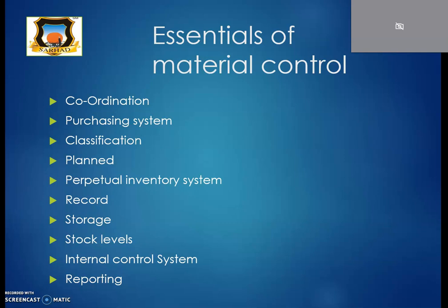There should be proper classification and codification of material. Material requirements should be properly planned, with budgeted headings. The perpetual inventory system should be operated so that up-to-date information is available about the quantity of material in stock. When we introduce the perpetual inventory system in an organization, it ensures the availability of the material.